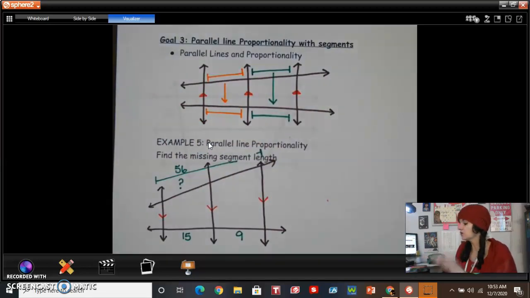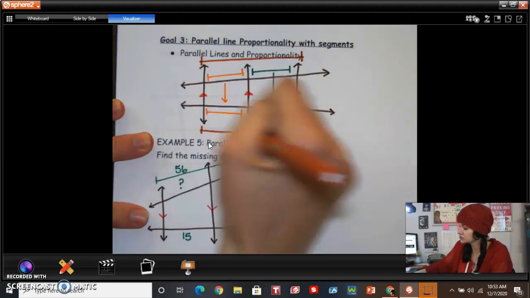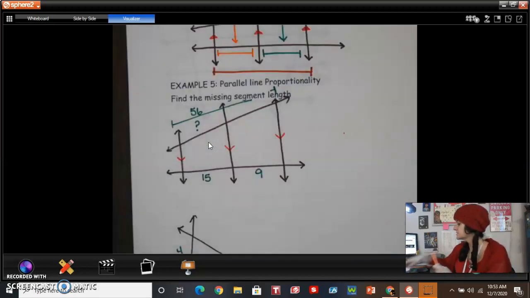Now remember how in our triangles we talked about if we were given like the entire side? That also works here on these parallel lines with proportionality. The entire sides match up as well. All right, so let's go ahead and practice setting these up. So, example 5, finding missing side lengths using parallel proportionality.